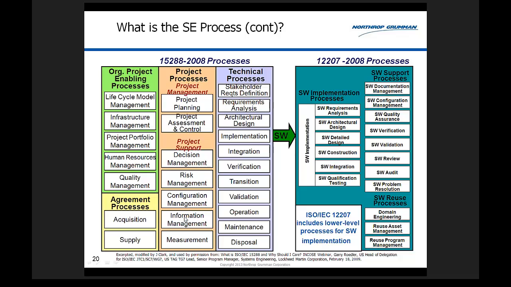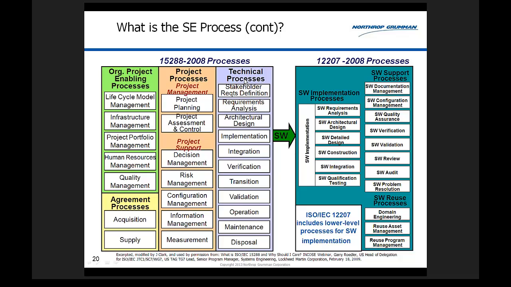Information management used to be called data management. Now it's called information management, and some people use the word knowledge management. And then measurement, this is measuring metrics, things like that. Now, the key system engineering processes are here in the purple.